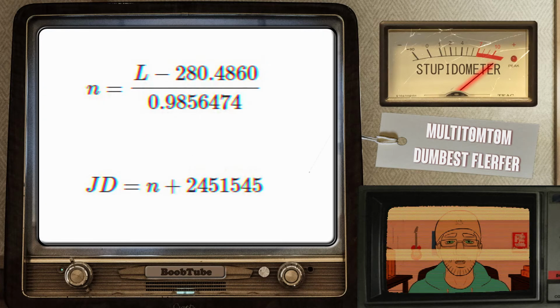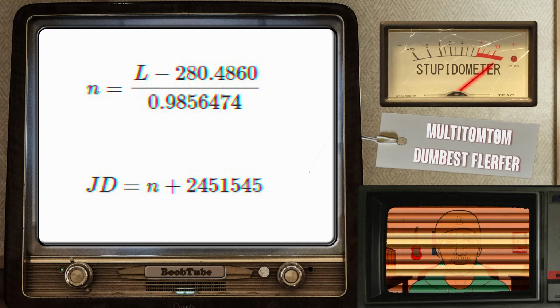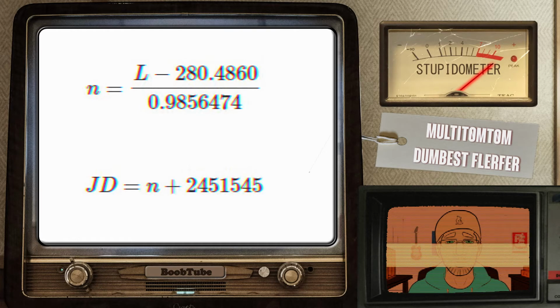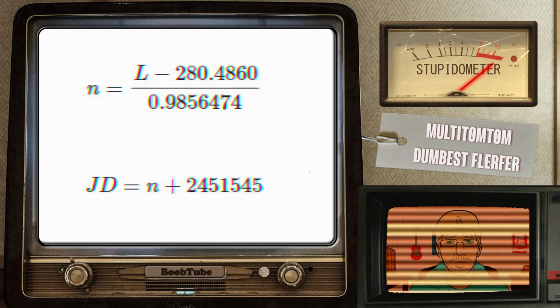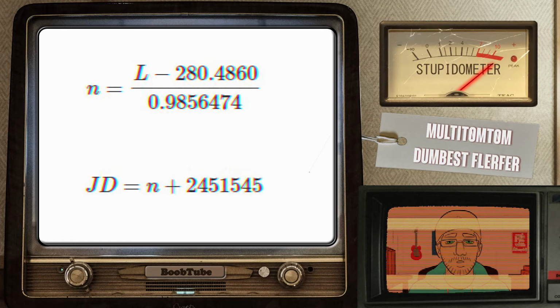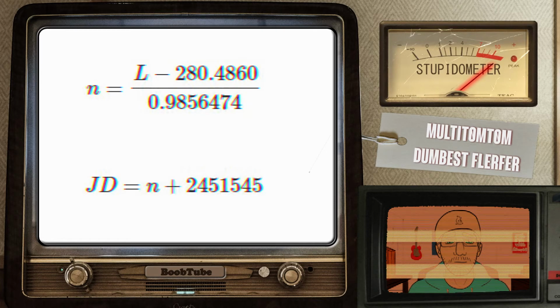Instead, let's start by computing the Julian day. You have a given longitude L, which gives us n number of days since Greenwich noon as n equals L minus 280.486 divided by 0.9856474, giving us a Julian day as n plus 24.51545. Finally, we can convert that to universal time.